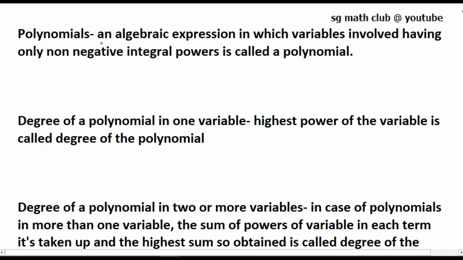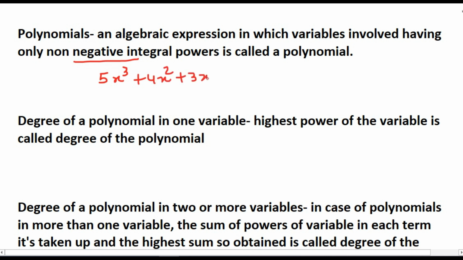Now polynomials. An algebraic expression in which the variables involved have only non-negative integral powers is called a polynomial. For example, this is a polynomial: 5x cube plus 4x square plus 3x plus 2. This is an algebraic expression. It has 4 terms and this is also called a polynomial because the powers are non-negative integral powers.